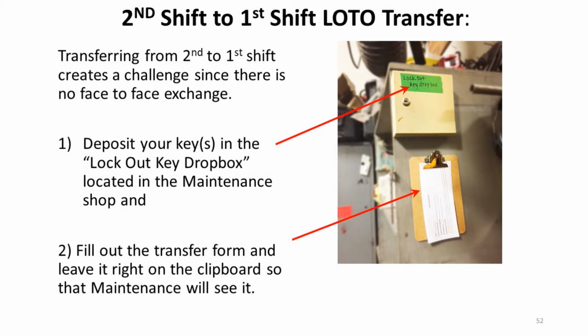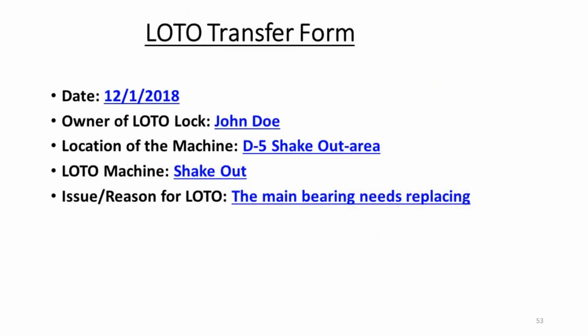Number 1, deposit your key or keys in the lockout key drop box located either in the plant manager's office or in the site maintenance shop. And number 2, fill out the transfer form and leave it right there on the clipboard so that maintenance will see it. The lockout tagout transfer form looks like this. Fill in the date, your name, the location of the machine, the name of the machine that you locked out, and the reason that you left it locked out, and leave it right there on the clipboard.